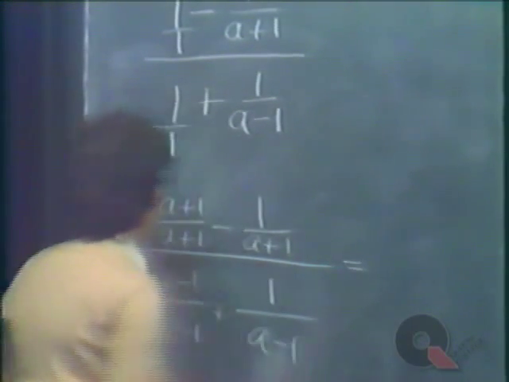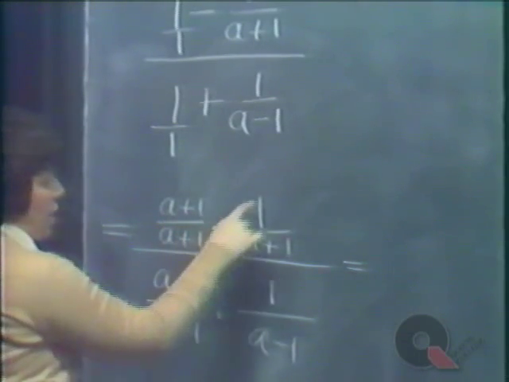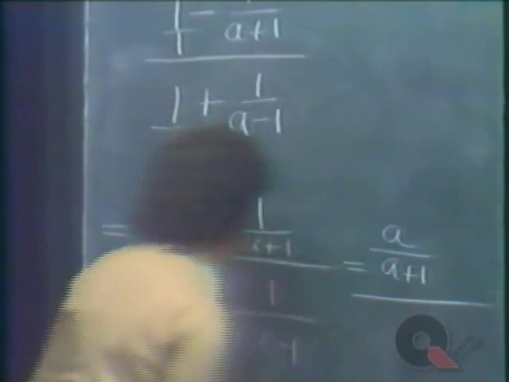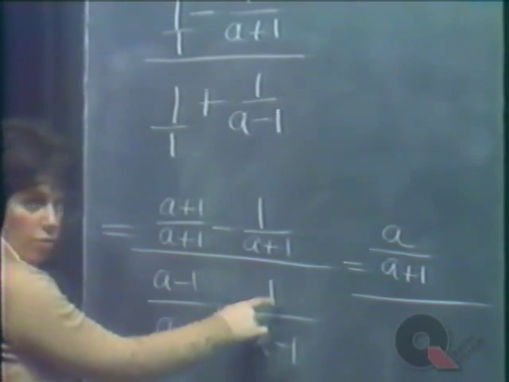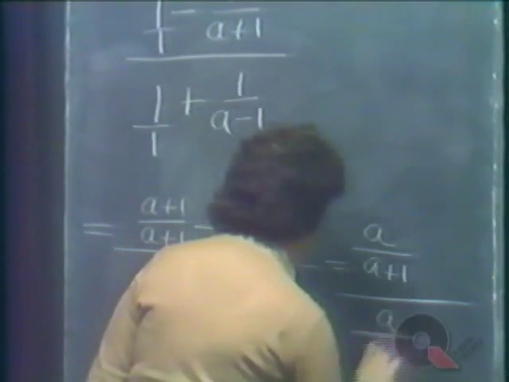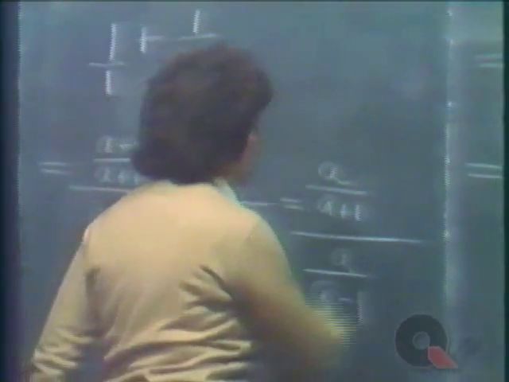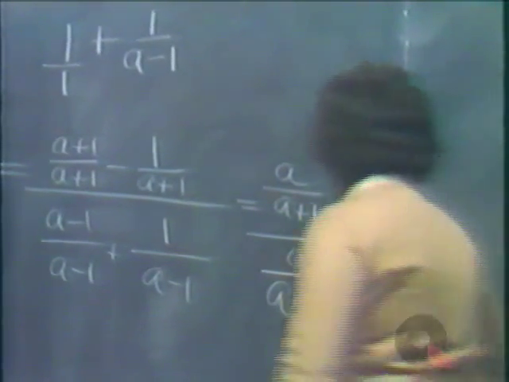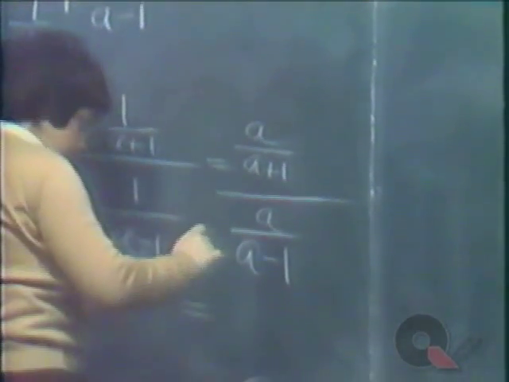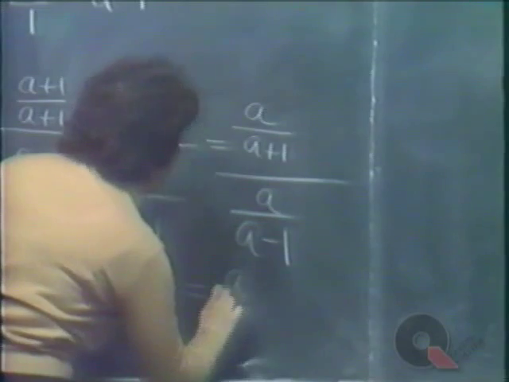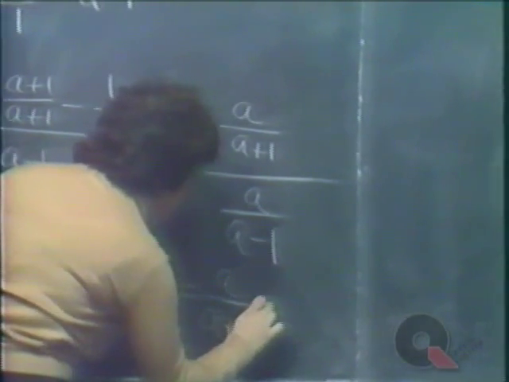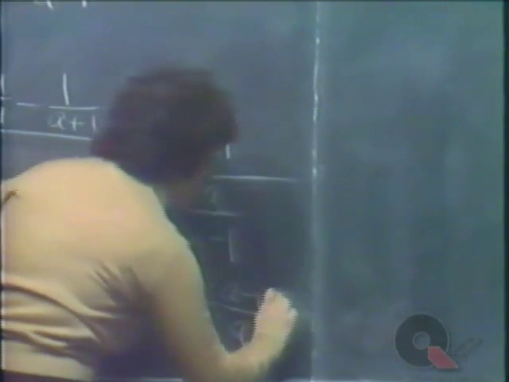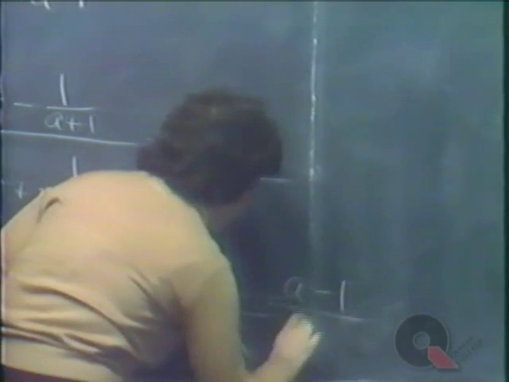Now, a plus 1 minus 1, that's just a, over a plus 1. A minus 1 plus 1, that's just a, over a minus 1. Okay, we can, instead of dividing, we invert and multiply, a over a plus 1 times a minus 1 over a. The a's cancel for a final answer of a minus 1 over a plus 1.